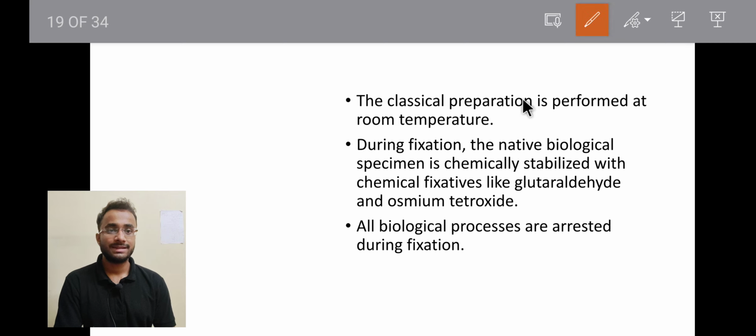The classical preparation is performed at room temperature, which we saw just now. During fixation, this first process, the native biological sample is chemically stabilized with chemical fixatives like glutaraldehyde, a very important chemical, and osmium tetroxide. These two chemicals are very, very important.